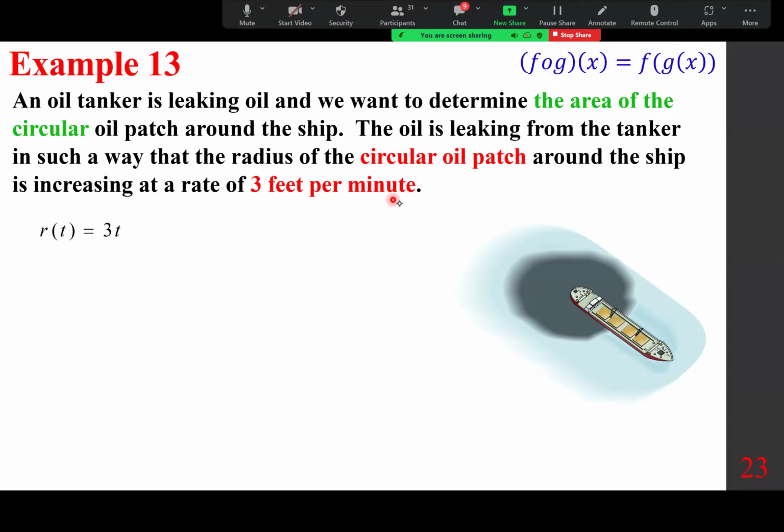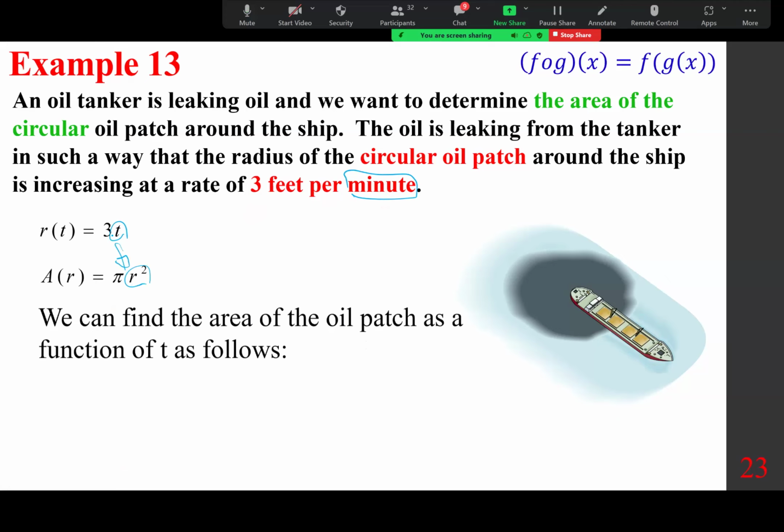Okay. And the distance that covers r is the distance, is rate, which is speed times the time. How much time? I don't know about t in general. So t represents the general time as it appears. t is the number of minutes, and then 3 times that. Area is pi r squared. So simply put, you have to replace the r by the composite function. We can find the area of the oil patch as a function of t as follows.